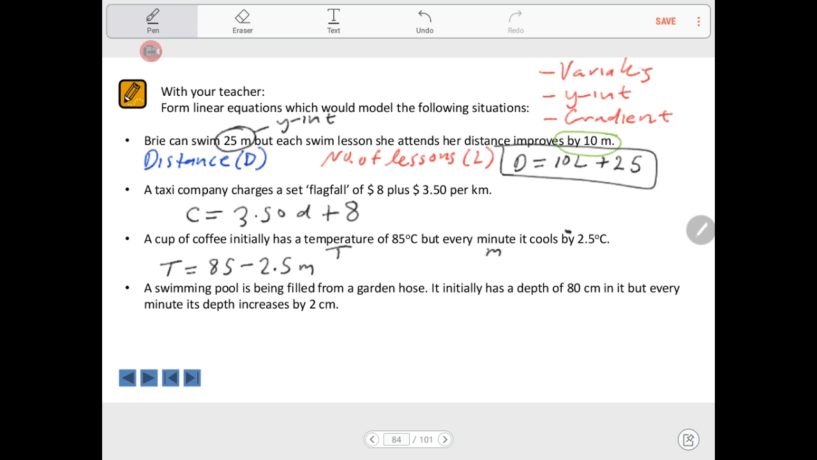Okay, a swimming pool is being filled from a garden hose. So we've got an initial depth of 80 centimetres, and every minute it increases by 2 centimetres. So we've got D for the depth of the swimming pool and M for the number of minutes. So our depth, being our dependent variable, is equal to 2 times the number of minutes plus 80.